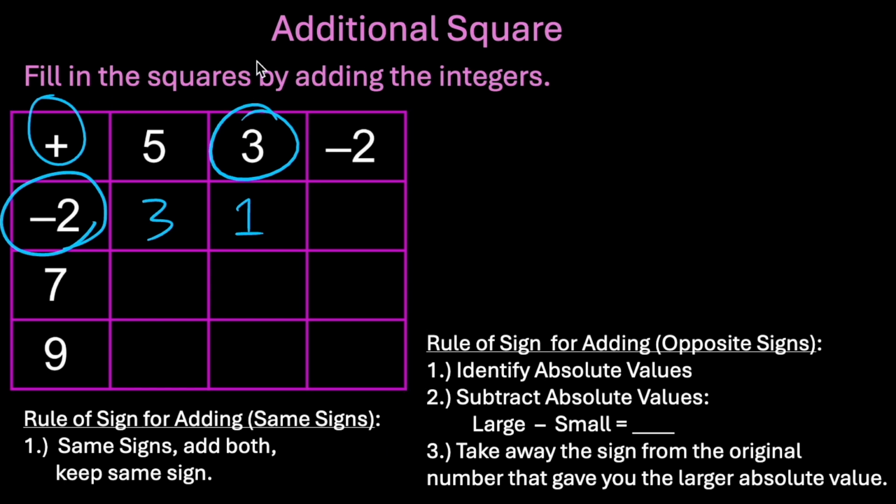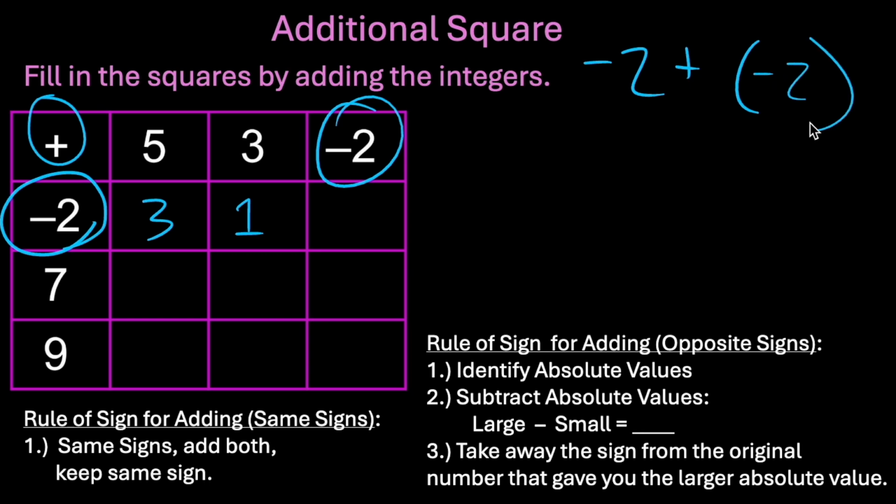All right. Now we have to solve -2 plus -2 equals. Now, anytime you're adding two numbers with the same sign, you apply the rule of sign for adding same sign. When you identify that both numbers have the same sign, you add both of them, and then keep the same sign.